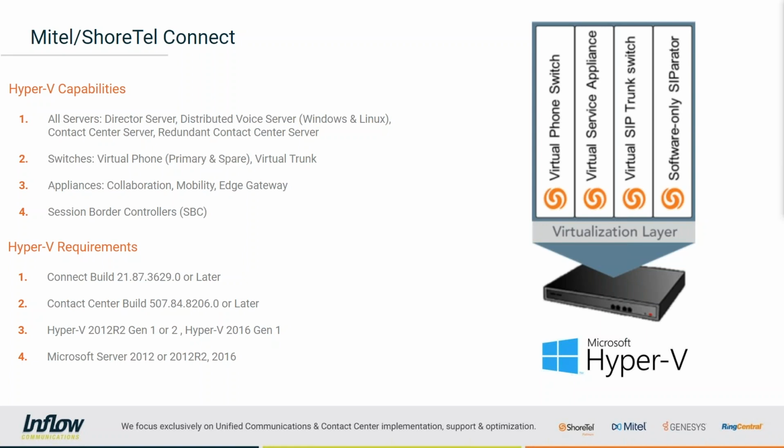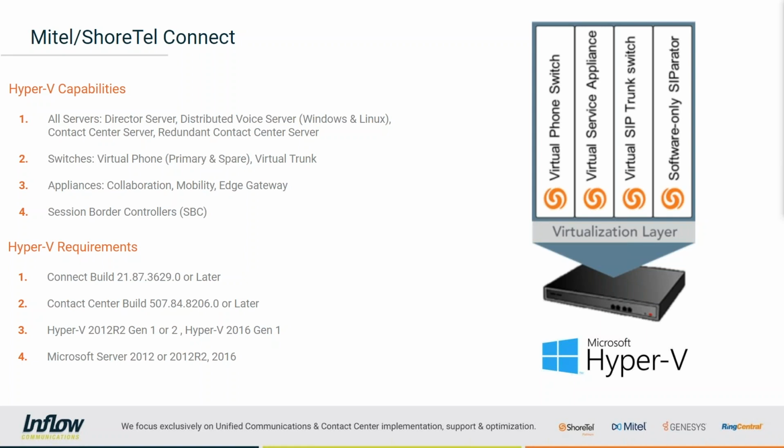If you're on an older version of Connect than that, it'll only support VMware for the virtual switches and appliances and stuff like that. So the nice thing is, if you're already on Connect but on an older version, the upgrade is easier because you're already on Connect. It's a lot easier to do a Connect build upgrade than a 14.2 to Connect upgrade, which is a lot more work.